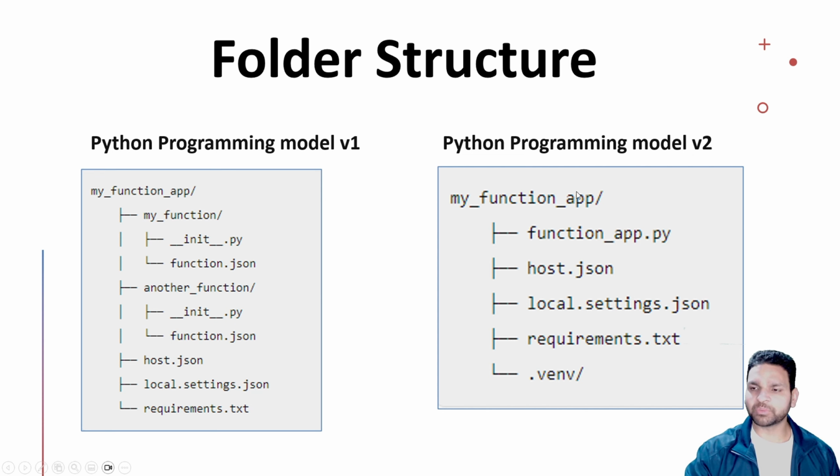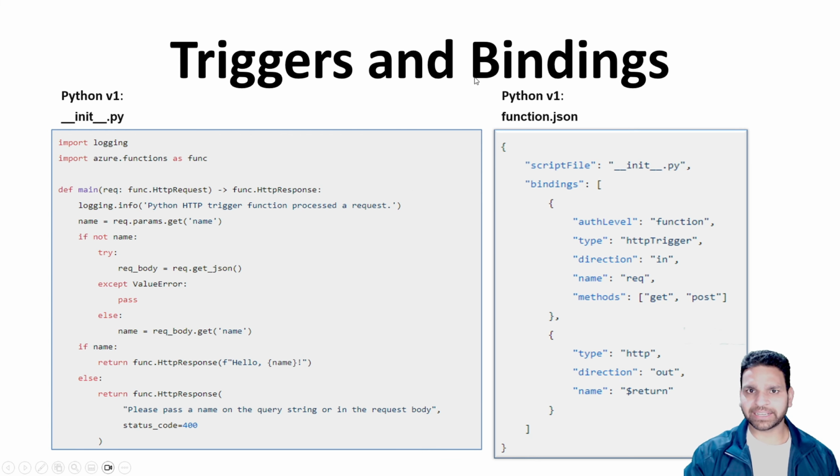Now the difference in the v2 model is that the multiple folder structure is gone and you can define everything in the function_app.py. You can define multiple functions here. Host.json, local.settings.json, and requirements.txt are all the same. venv is the virtual environment which is created before running the Python function locally. So this is the same in both versions. However, there is one more file which can be created here, which is a blueprint, which I'll show in a couple of slides.